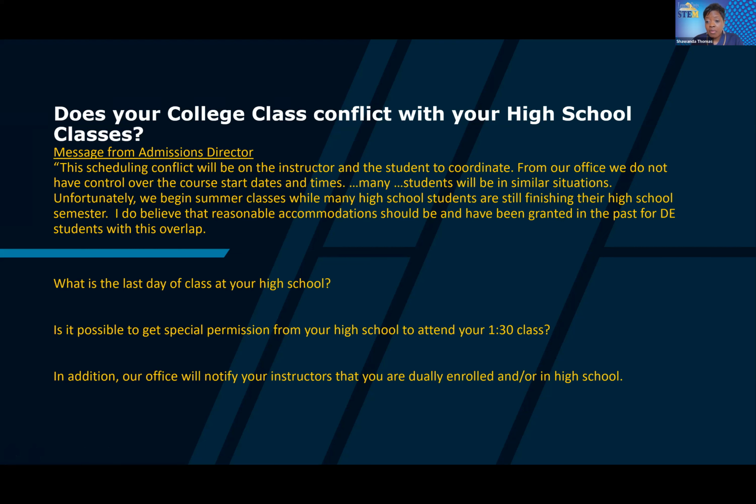From our office, we do not have control over the course start dates and times, and many students would be in a similar situation. Unfortunately, we begin summer classes while many high school students are still finishing their high school semester. Reasonable accommodation should be and has been granted in the past for dual enrollment students with this overlap. Normally our vice president sends a reminder to our instructors in the summer that we have dual enrolled students who are still in high school, asking would they make accommodations for that.